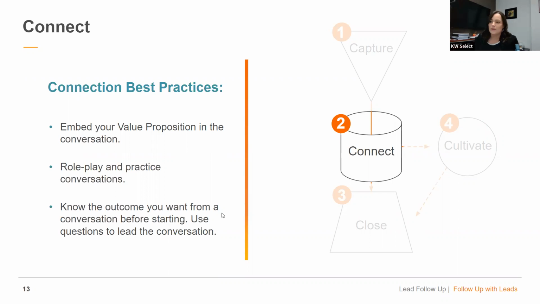And the third is a really good one, which is know the outcome that you want from a conversation before starting. This helps you lead that conversation towards converting them, so that you can ask specific questions and use those, again, to lead them towards the appointment. Okay, so you're kind of working backwards.